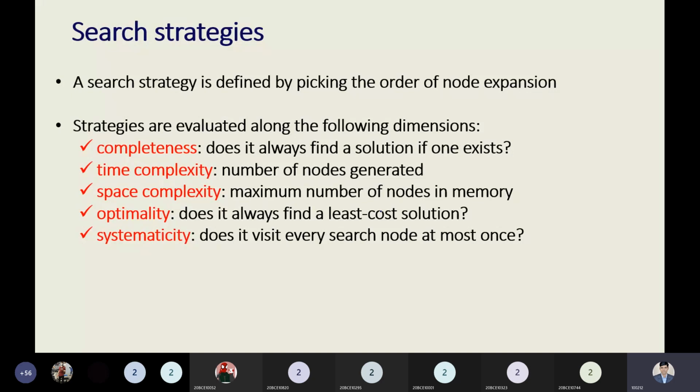But one statement I can make: time complexity means the number of nodes generated, so definitely time is required. And space complexity means the maximum number of nodes that need to be stored in memory, and this can be found from the visited nodes. And optimality is definitely a very important parameter or dimension for understanding a search strategy.